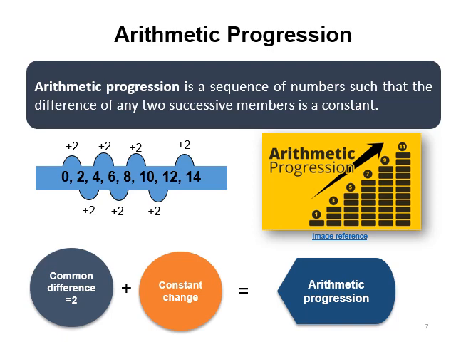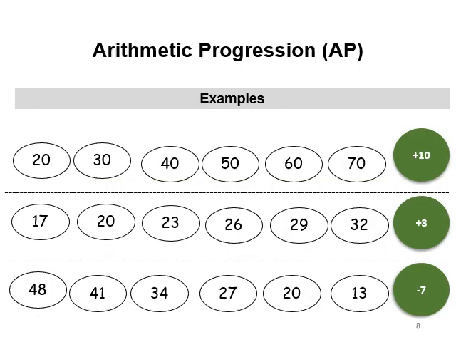So the difference is the same. We have constant change, okay? Just adding. If we know the first item, just add the difference. Every time you add the difference, you get the arithmetic progression. More examples about arithmetic progression. The first one is 20, 30, 40, 50, 60, 70. The difference between them is 10, because we add 10 to 20 to become 30. 30 plus 10, 40. 40 plus 10, 50. 50 plus 10, 60. 60 plus 10, 70.